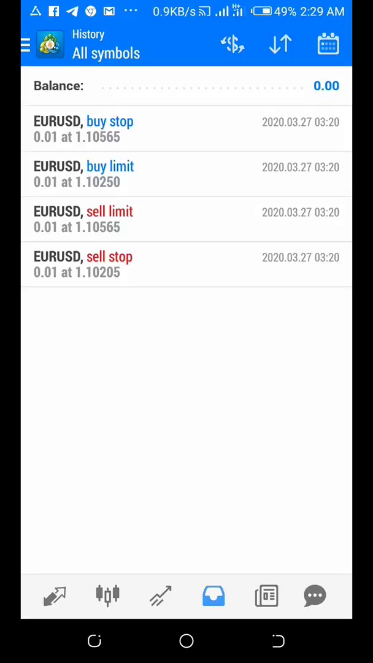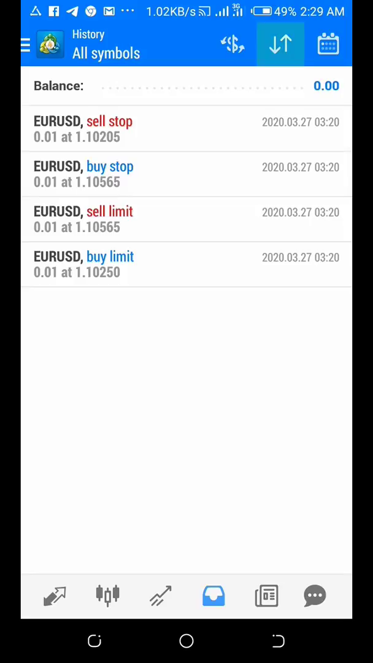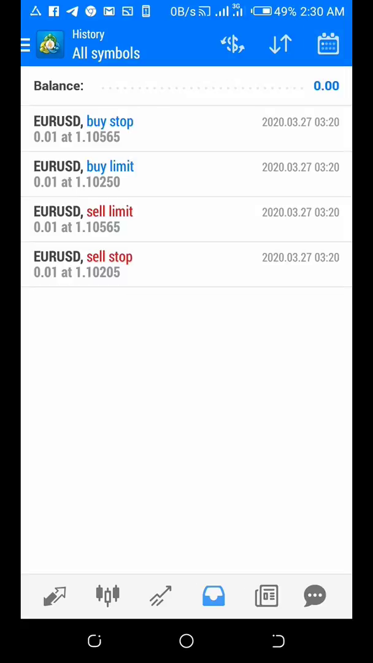Okay, this is the trade I've closed. You will see your profit. What will it show here? Your profit, your balance, the amount you deposit. So that's mainly what we have in history. And then after that, you can arrange your orders, maybe by symbol, opening time, closing time, profit. And this one is where you can check the history of your trades, whether from the last 3 months, last month, last week, any period you want. You can even customize and have a custom date.